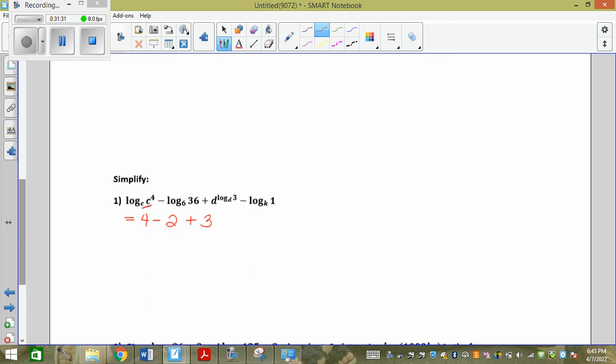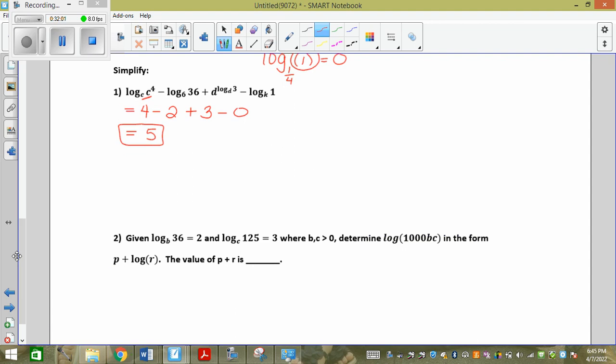And then when you have a 1 beside a log, you'll say, k to what power is 1? It's 0. So even if I had log 6 to the 1, my answer would be 0, because 6 to what exponent is 1? 0. If I had log a quarter to the 1, a quarter to what power is 1? 0. So anytime beside my log I have a 1 by itself, my answer is going to be 0. So I'm going to subtract 0. So I'm going to get 4 plus 3, which is 7, minus 2 is 5.